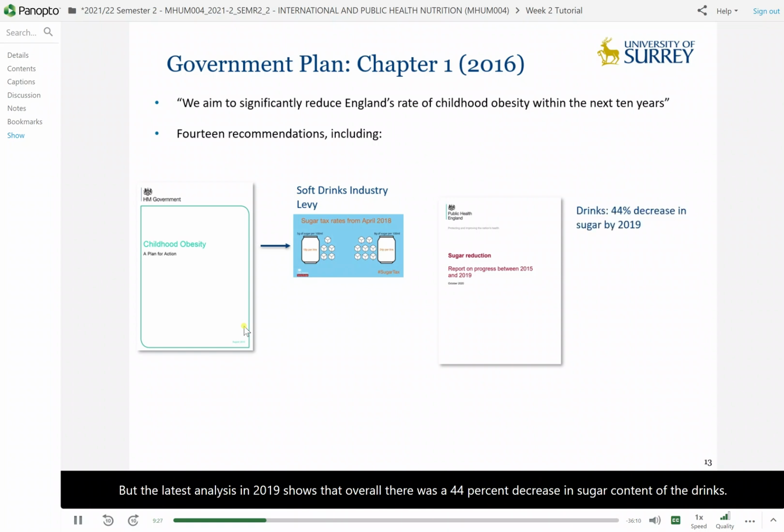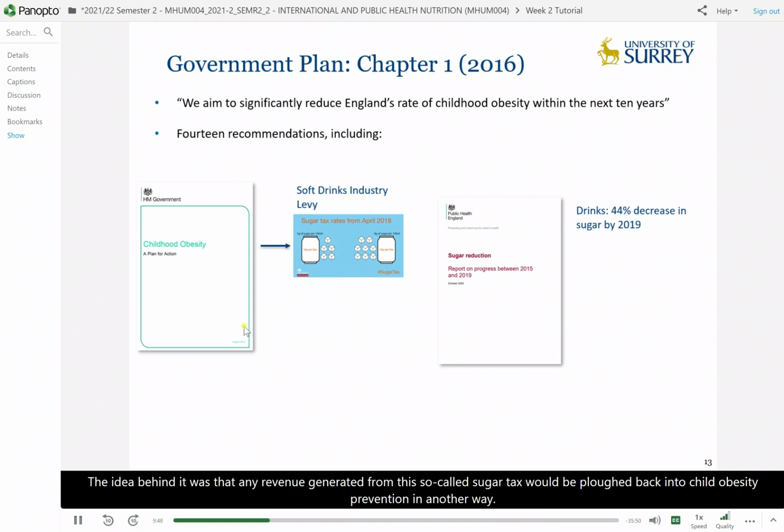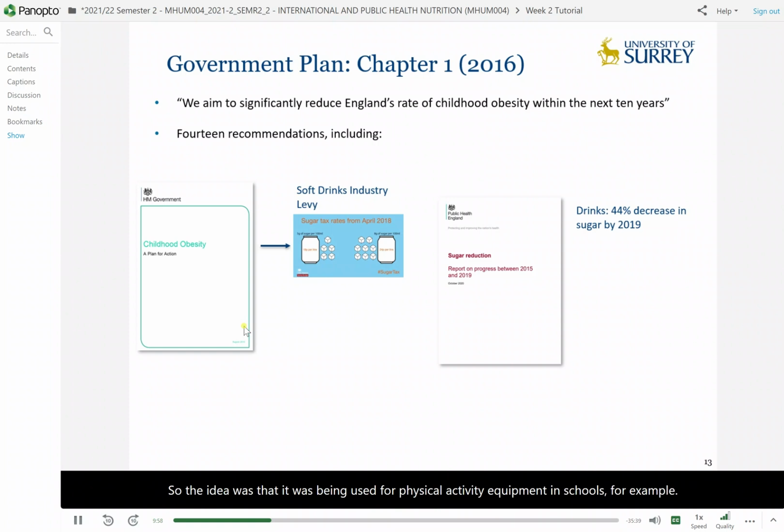But the latest analysis in 2019 shows that overall there was a 44% decrease in sugar content of the drinks. So there has been quite a significant removal of sugar from this fizzy drink category. The idea behind it was that any revenue generated from this so-called sugar tax would be ploughed back into child obesity prevention in another way. So the idea was that it would be used for physical activity equipment in schools, for example.